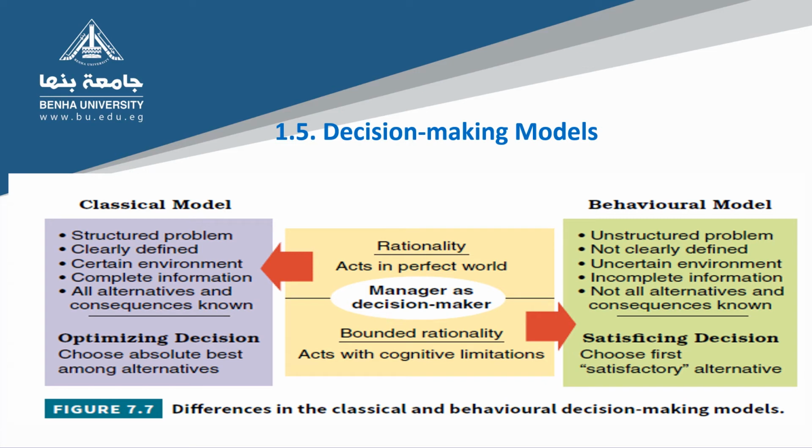The characteristics of the classical model are: first, structured problem, clearly defined, certain environment, and complete information, and all alternatives and consequences known. So the manager chooses the absolute best among alternatives, which means optimizing a decision.